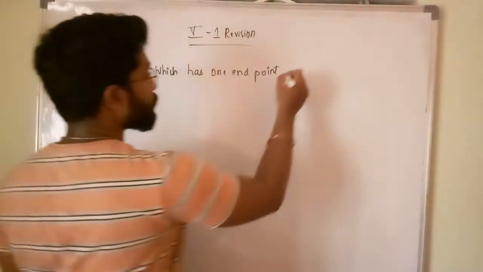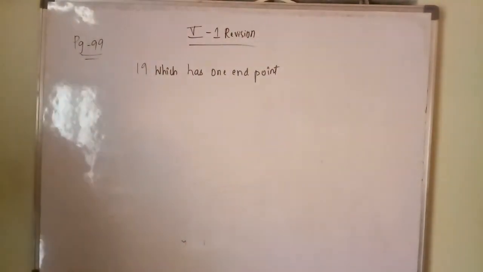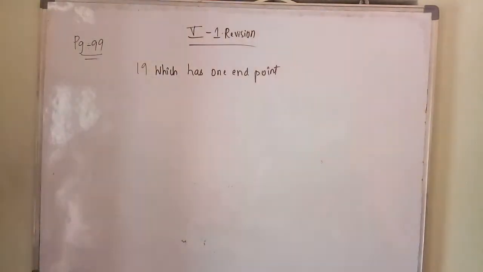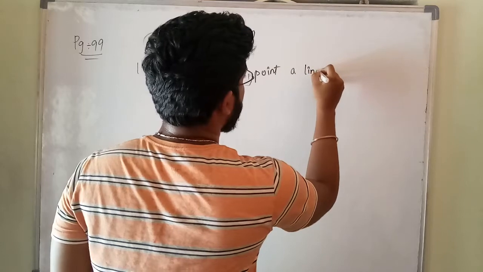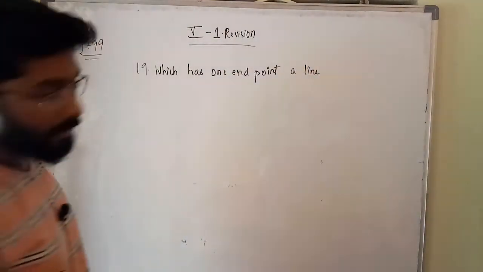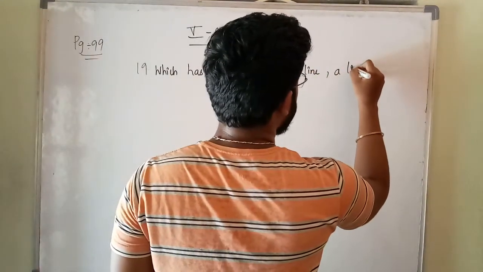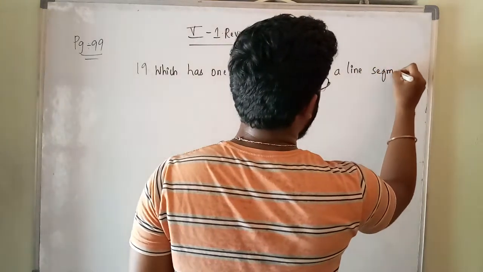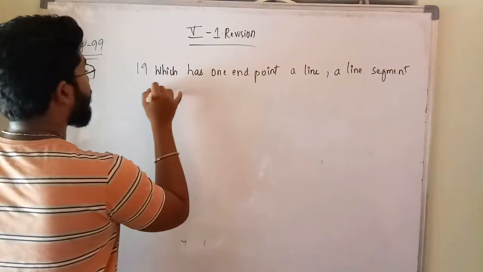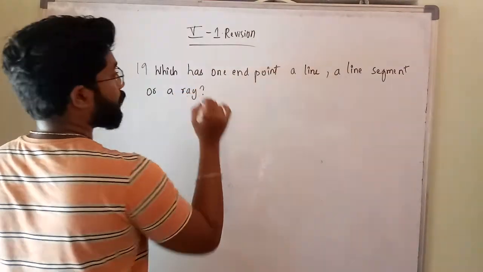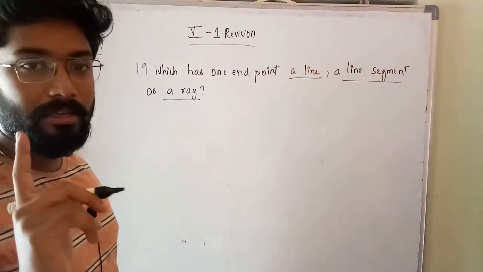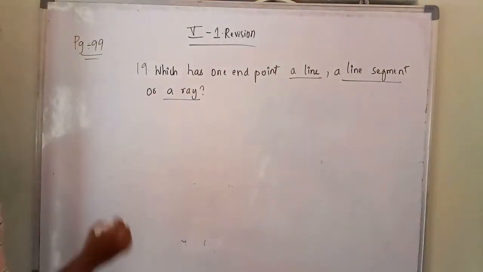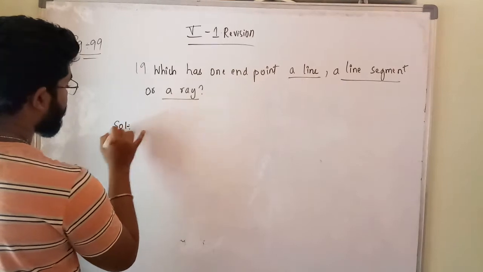So what is the question? Which has one end point: a line, a line segment, or a ray? So a line, a line segment, or a ray. Which of these three will have only one end point? So let us see the solution.